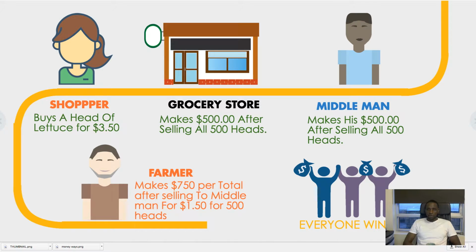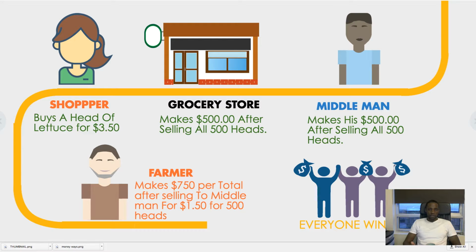So now the middleman makes $500 after selling all 500 heads, because he made $1 off each head. Grocery store makes $500 after selling all 500 heads. So middleman makes $500, grocery store makes $500. And now a shopper comes in and buys the head of lettuce for $3.50. So now the shopper is able to go home, eat healthy, and they have a head of lettuce that they needed to make their sandwiches at home.